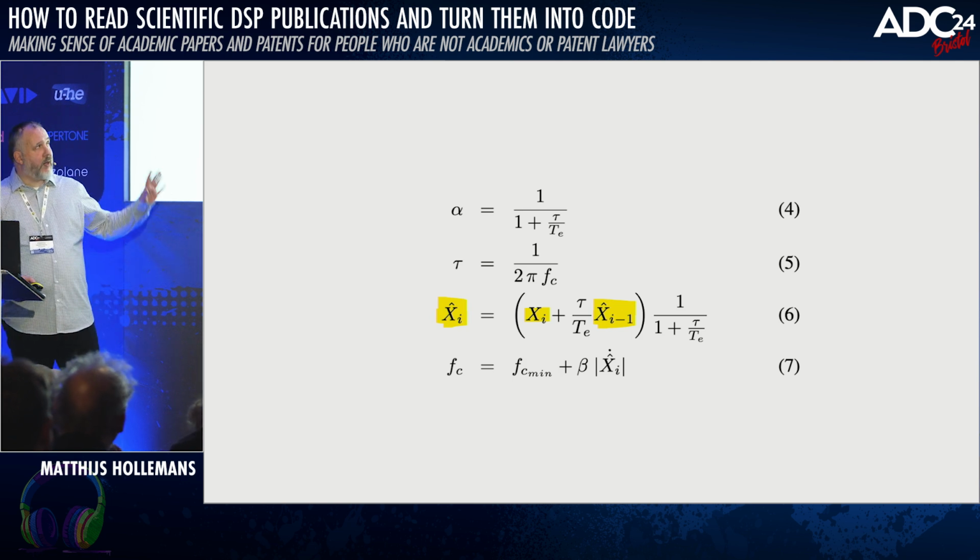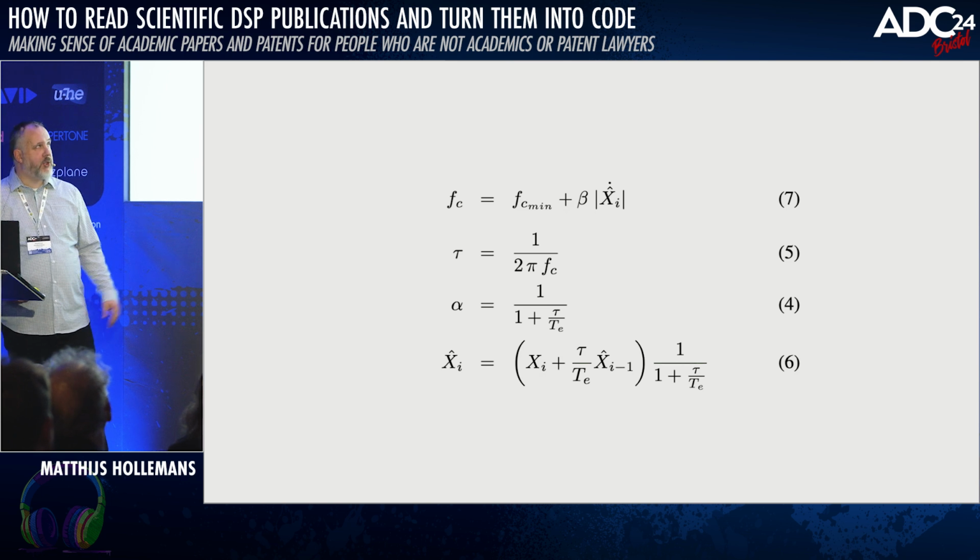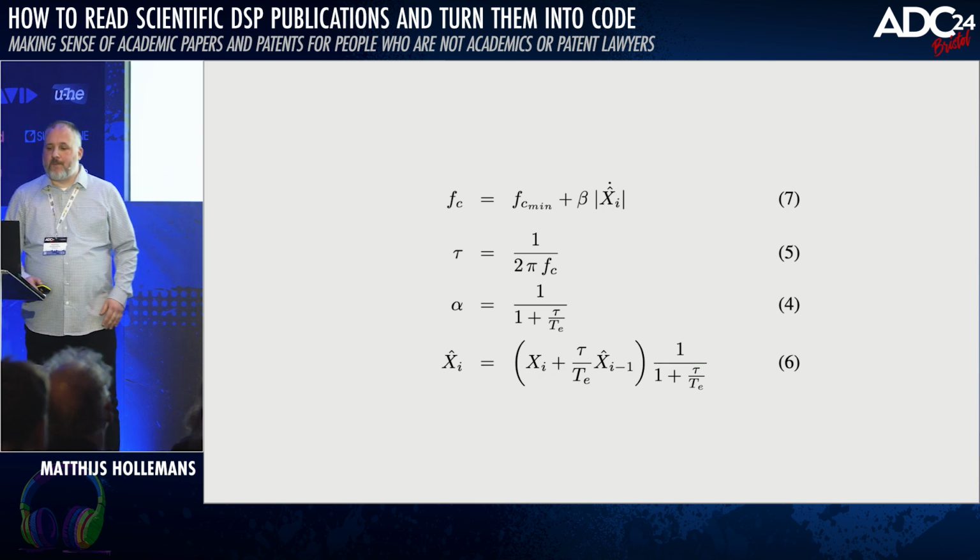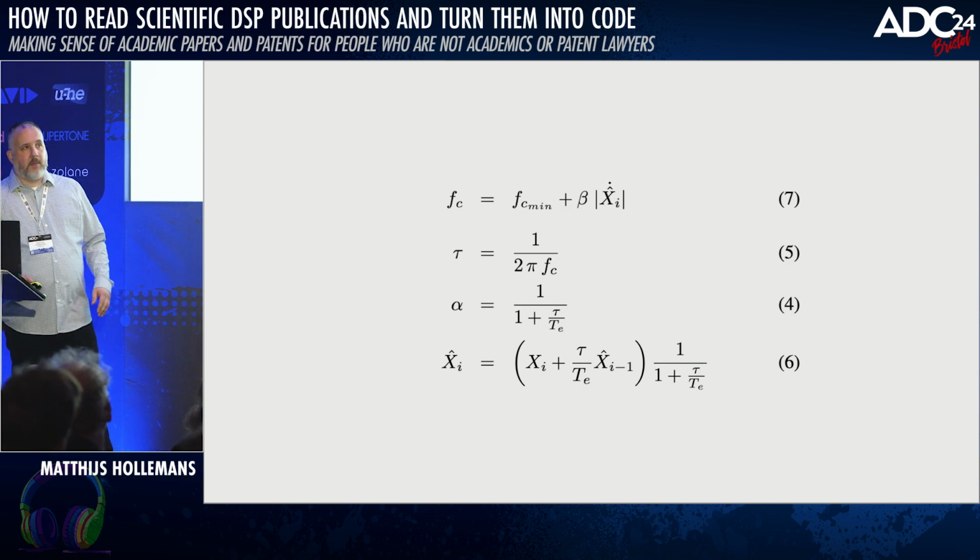First of all, these equations are actually in the wrong order. It makes more sense to put them in this order, because we start with the cutoff frequency, then we calculate tau, then we calculate this filtering coefficient alpha, and then we do the filtering. So it would have made more sense to me to present them in this order. So don't assume that equations are always in the logical order when you read a paper.